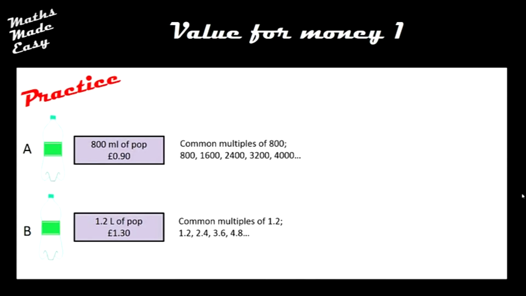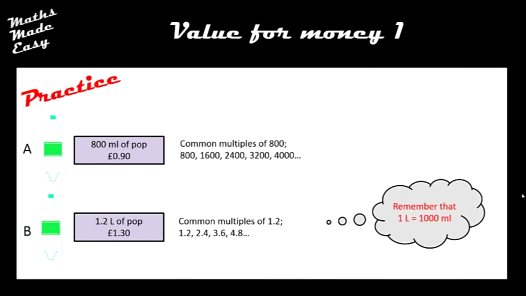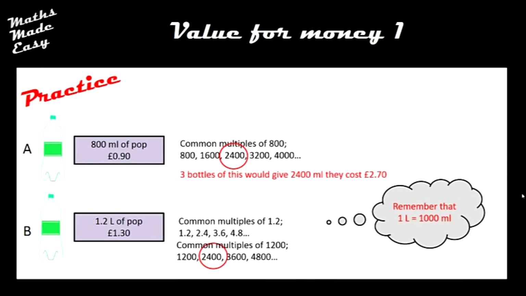So what I need to do is have them talk in the same language. So I'm going to turn my 1.2 litres into millilitres. It's at this point that I remember that 1 litre is 1000 millilitres. So instead of 1.2, that's going to become 1200, and then 2400, 3600, and so on and so on. From my two lists now I can see that I've got a common multiple of 2400 or 2.4 litres. So in option A I would need 3 of those bottles at a cost of £2.70, and in option B I would need 2 of those bottles at a cost of £2.60. And again, make sure you're very clear that option B is the cheaper option in this case.